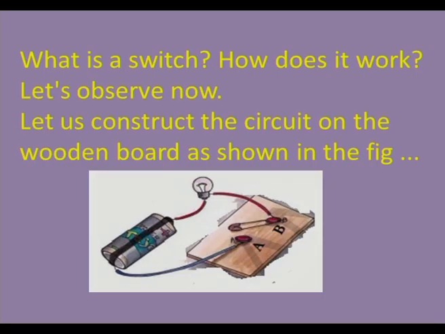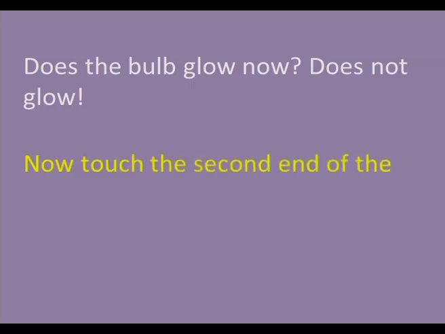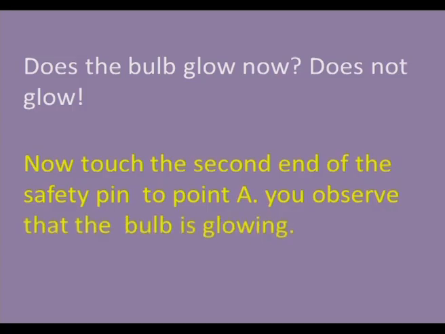Now, did you get electricity out of it? The bulb will not glow. Why? Because here it is not joined with the point A. Now, does the bulb glow? Does not glow. Now, touch the second end of the safety pin to point A. You observe that the bulb is glowing.